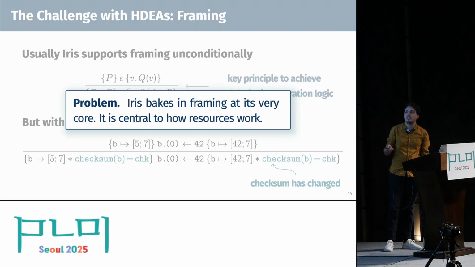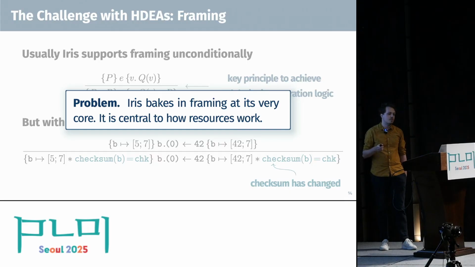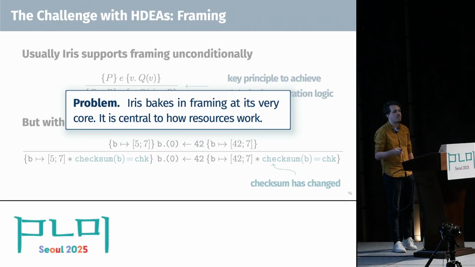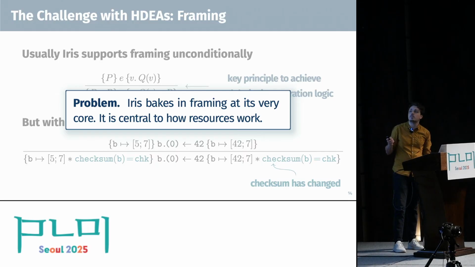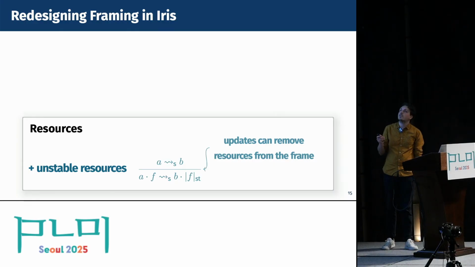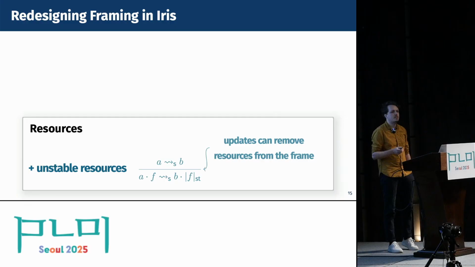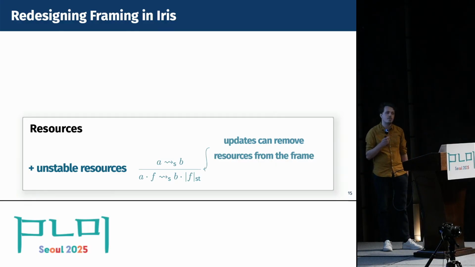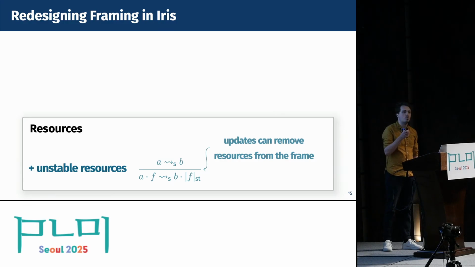And that is actually quite a problem, because Iris bakes in framing at its very core. It is central to how resources in Iris work. And so what we did in this work is we redesigned framing from the ground up. So we started with the resource layer of Iris and added a new form of unstable resources. For the Iris experts in the room, what's going on here is that typically every update in Iris preserves all potential frames, and we changed that. We introduce a new update that discards part of the frame, the unstable part, and only preserves the stable part.